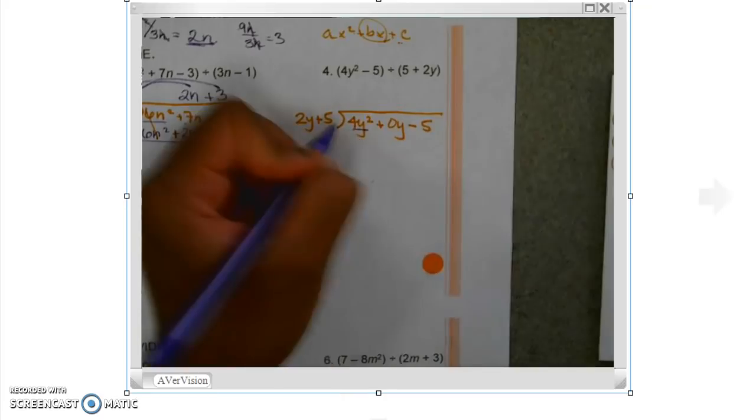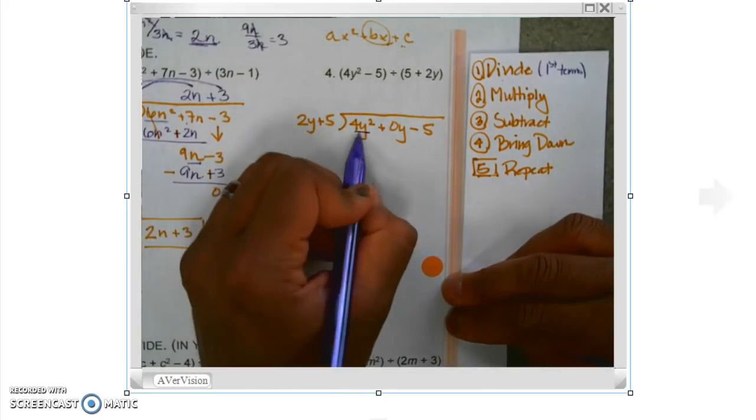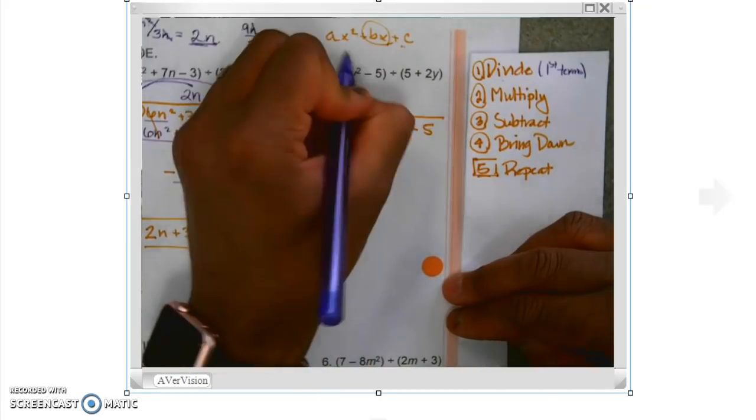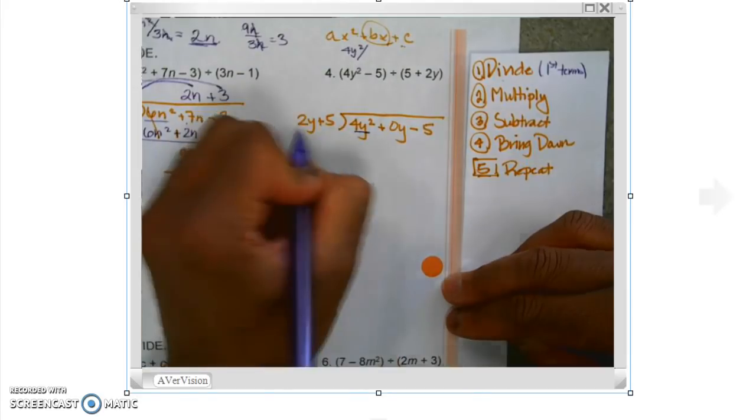First terms, I'm going to divide. Here's our cheat sheet. 4y squared divided by 2y is my first term here.